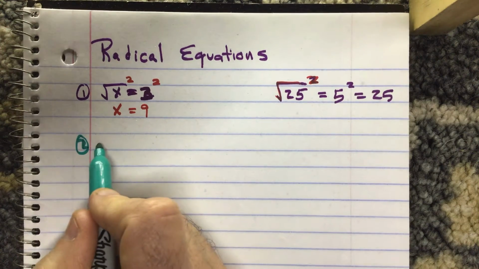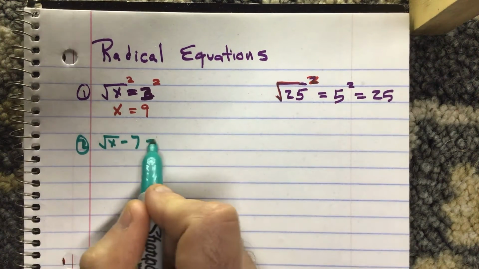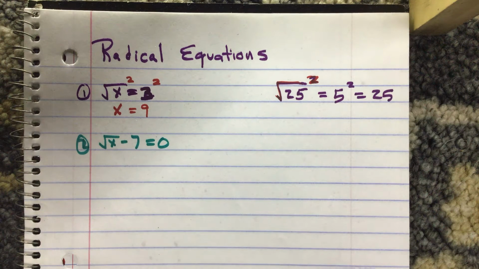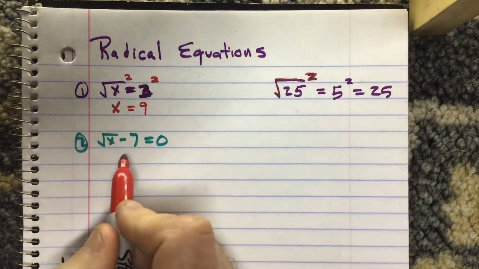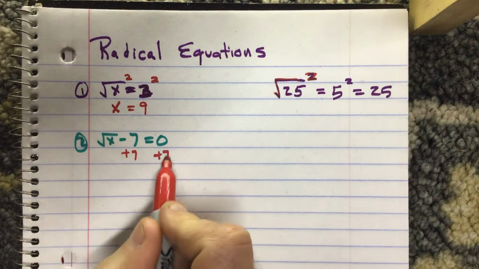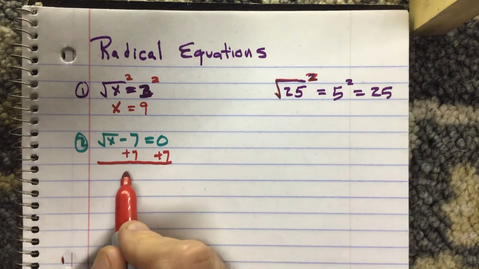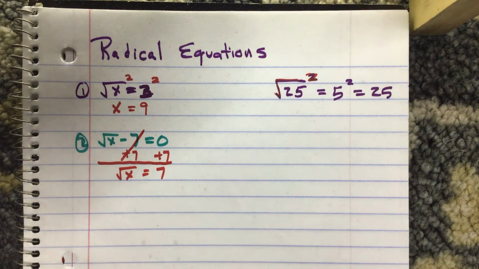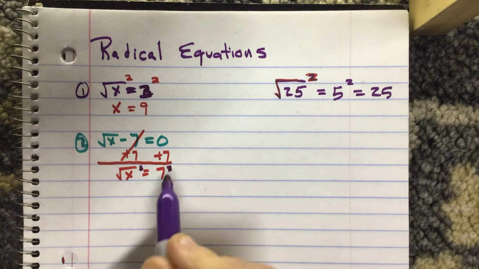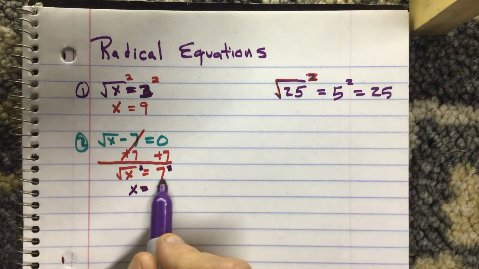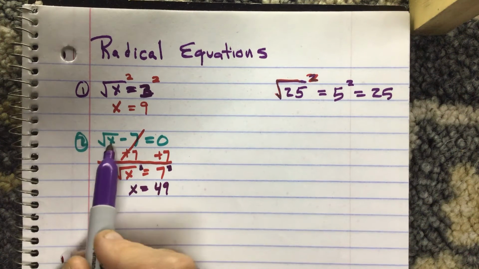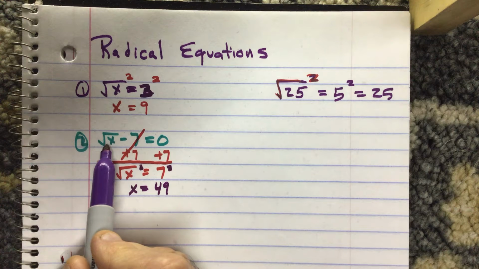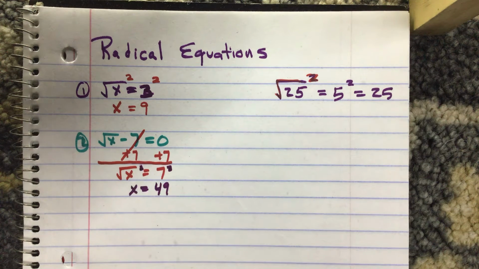Here's another example. Square root of x minus 7 equals 0. I just added one step there. This goes back to Algebra 1. To solve the equation, just add 7 to both sides. Now we're right back where we started with the first example. You get the square root of x equals 7, and then just square both sides. This cancels out, and you get x equals 49. You can go back and check it. Square root of 49 is 7, minus 7 is 0. So that's solving a radical equation.